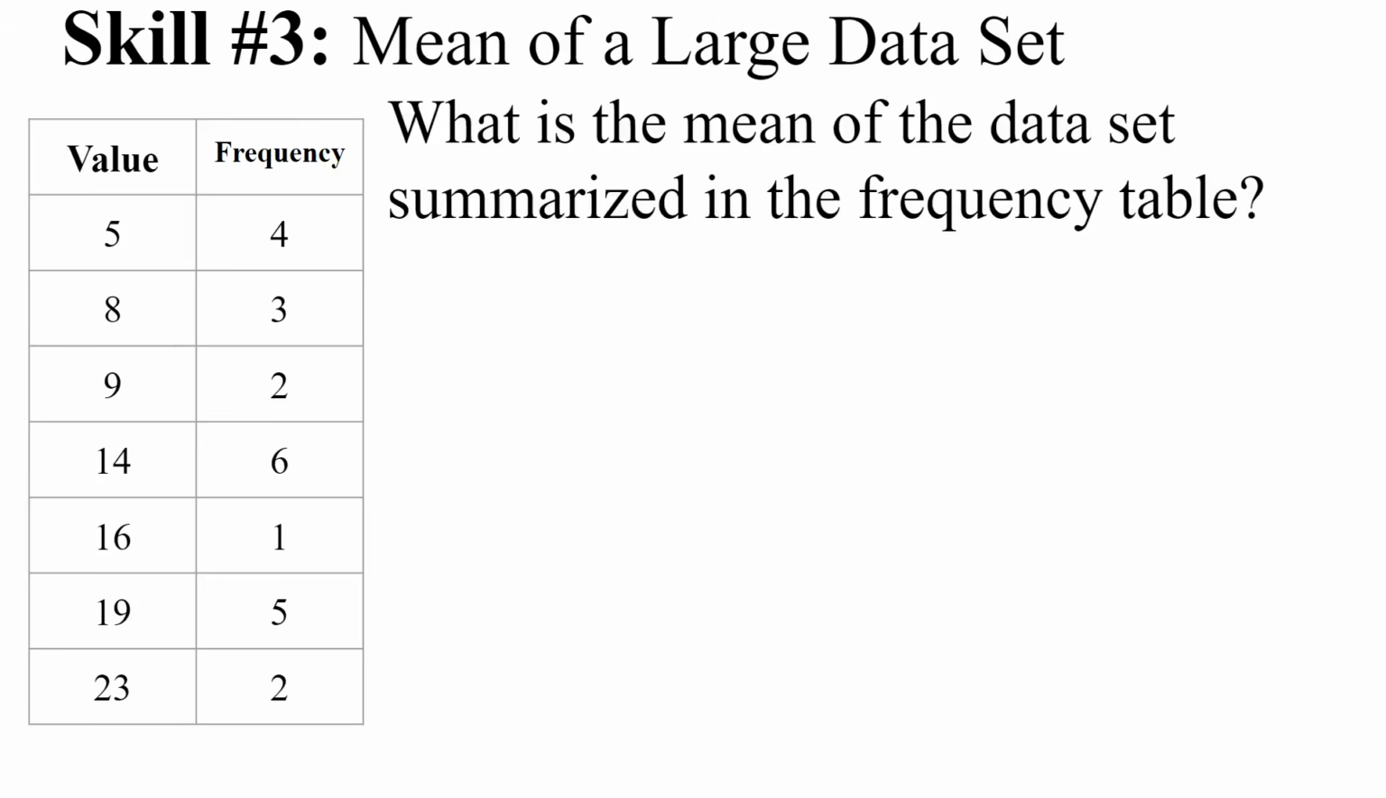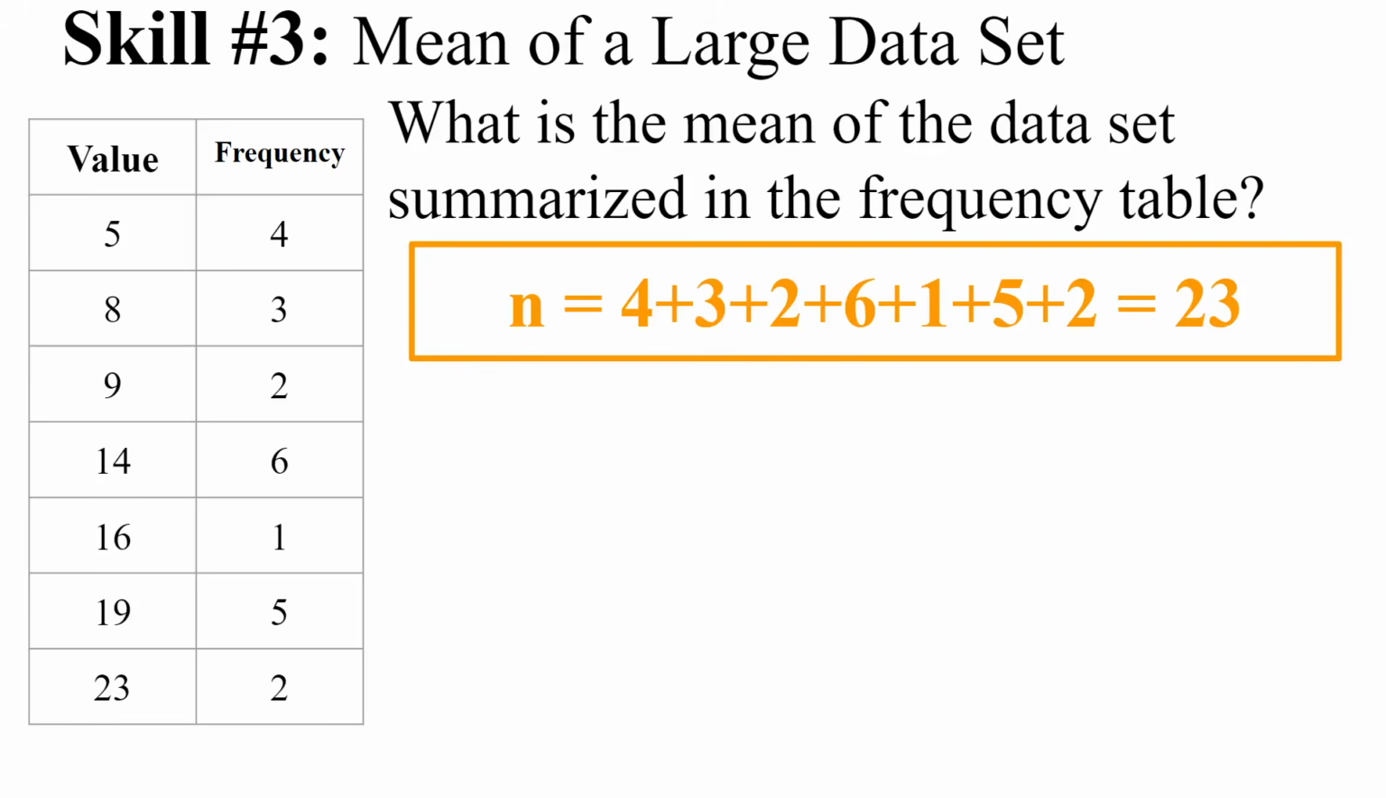So this one, they don't tell us what n is, so we really got to go and add up all those frequencies. Remember, n is the sum of the frequencies. So 4 plus 3 plus 2 plus 6 plus 1 plus 5 plus 2, that gives us 23. We're going to do the same thing, mean equals sum over n. And n is just 23.